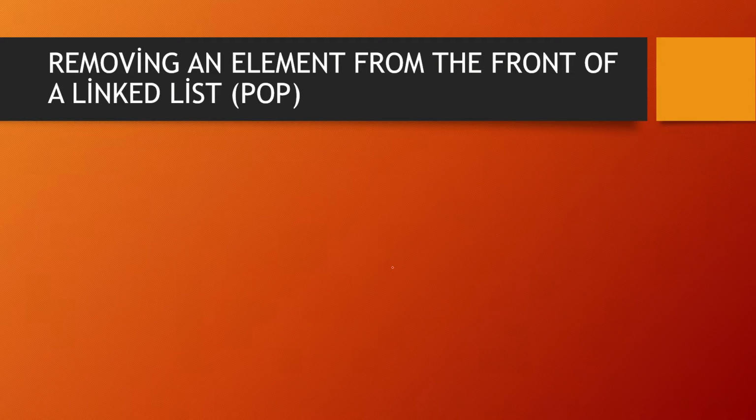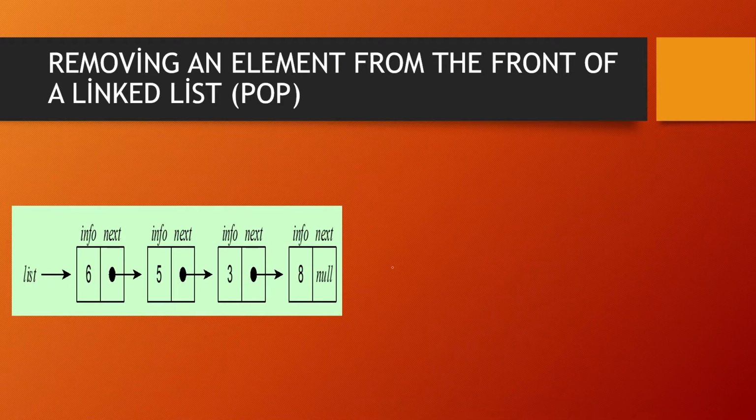Now how to remove an element from the front of a linked list, which is equivalent to popping an element from the stack. First you see through an example. So this is the linked list from which we want to remove the first element, and after removing, this list will point to this.